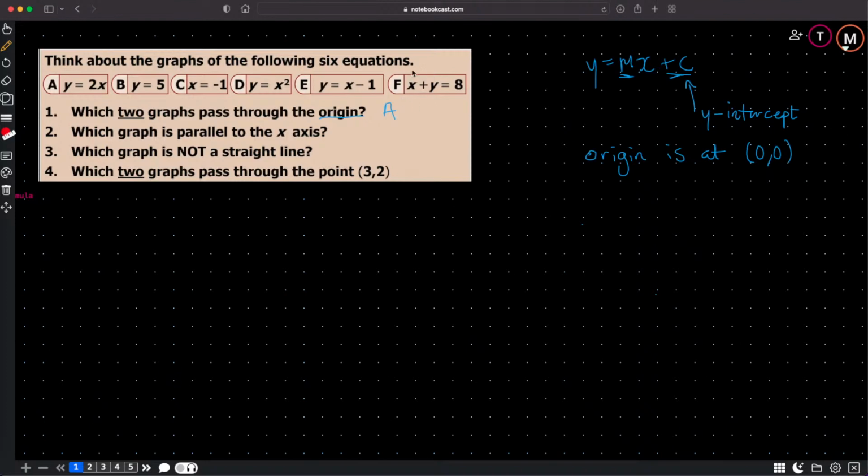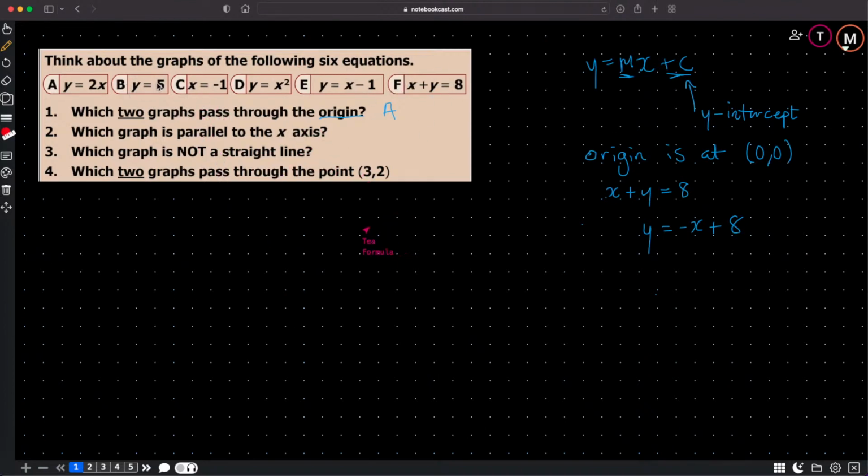Well, this one here, F, looks a little bit different. It doesn't look like y equals mx plus c. But we can rearrange it. If we take that x over to the other side, x plus y equals 8 we can rearrange as y equals negative x plus 8. That plus 8 means it's going to pass through the y-axis at 8. So that is not going to pass through the origin. So F is not an option.